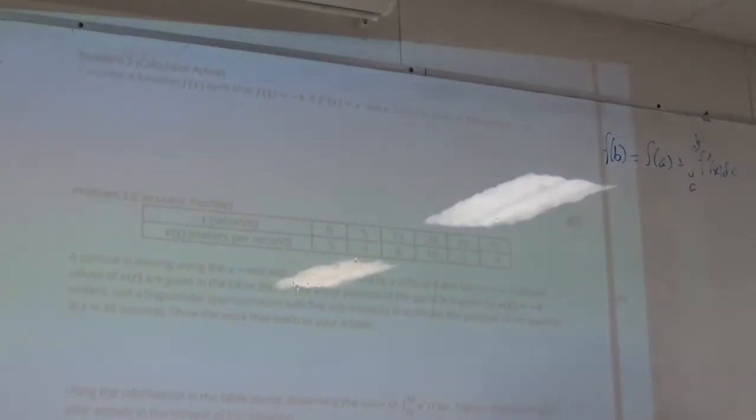The f of 1 equals -4 doesn't initially. Calculator active. How do we know that this is not the initial? Well, because this is the function. When we say the initial, you're looking for a number or a value.